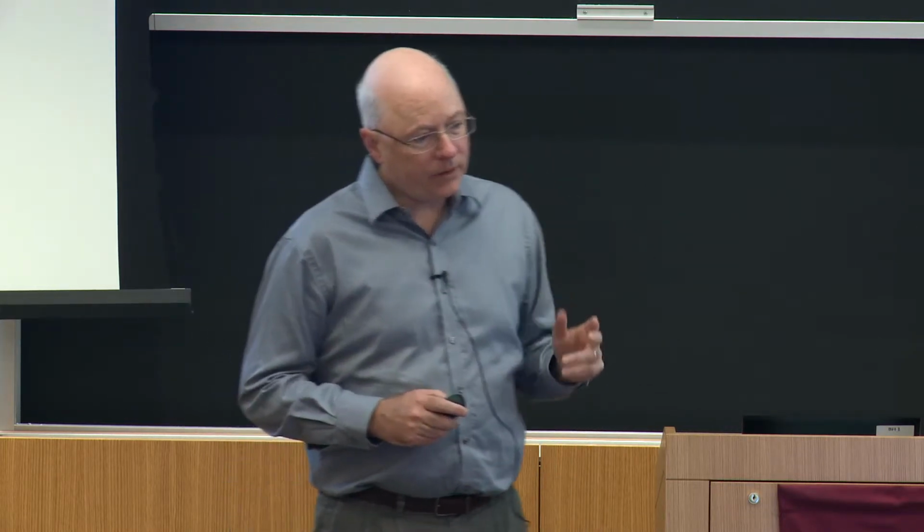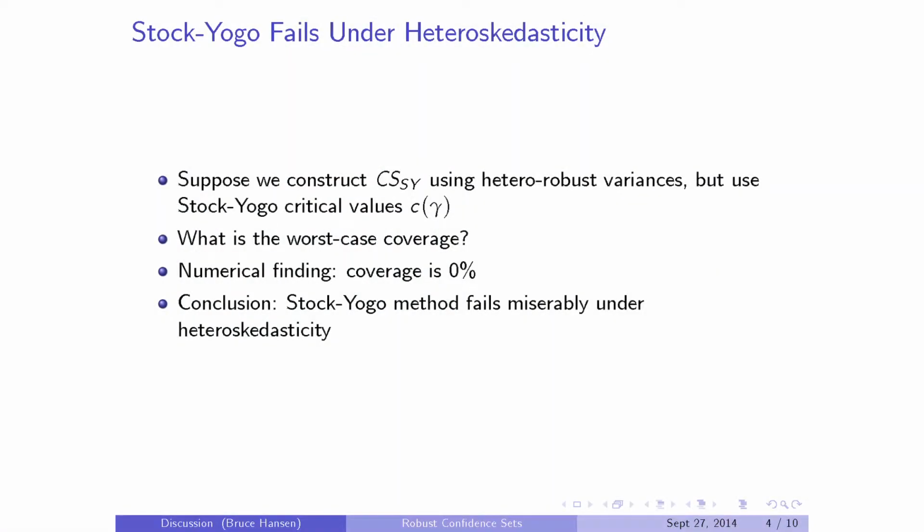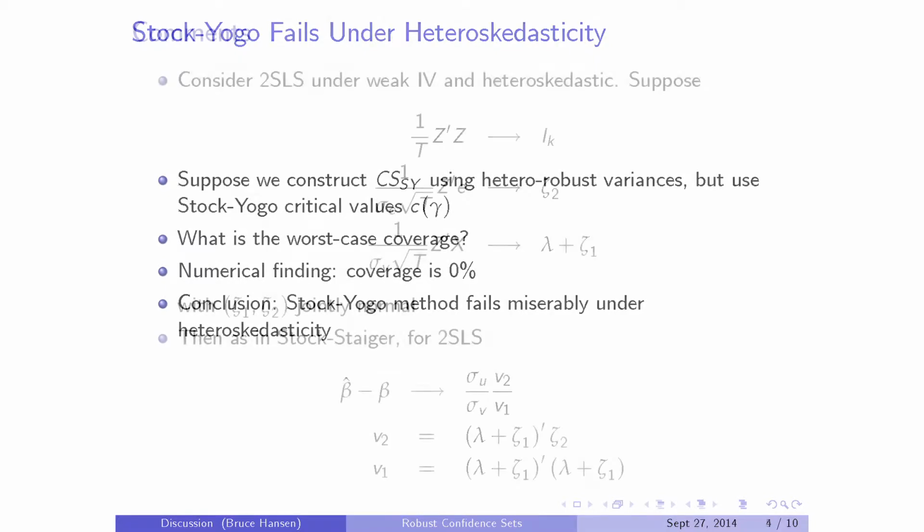Now, part of the question in this paper is, suppose we now construct the same Stock-Yogo thing using hetero-robust variances, but use the Stock-Yogo critical values. What happens? Now, in some sense, it's not clear that anything good is going to happen because it wasn't designed for that. But what Isaiah shows numerically is that the coverage is 0%, the size is 100%. You know, that's a pretty clear definition of failing miserably. So, how to see that? Or how can we think about this in a more progressive way?